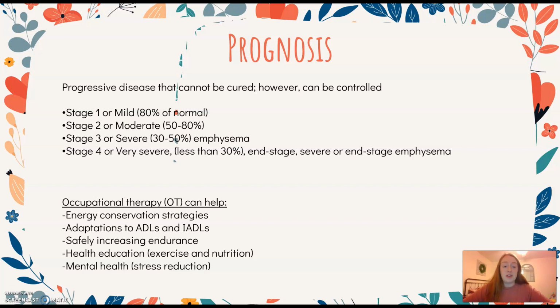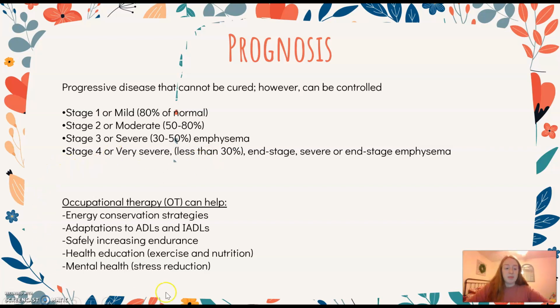Stage 2 is moderate, 50 to 80% lung function or tissue. Stage 3, which is severe, 30 to 50%. And stage 4 is very severe, and it's less than 30%. And this is basically the period where we're going to be like, okay, we either are going to be getting a lung transplant, or they are probably on death row because there's not much we can do. We cannot live without lungs.